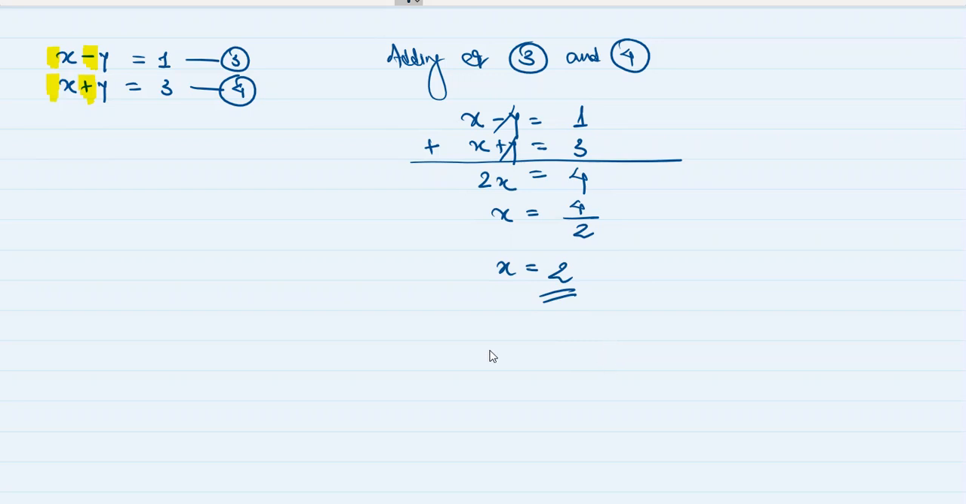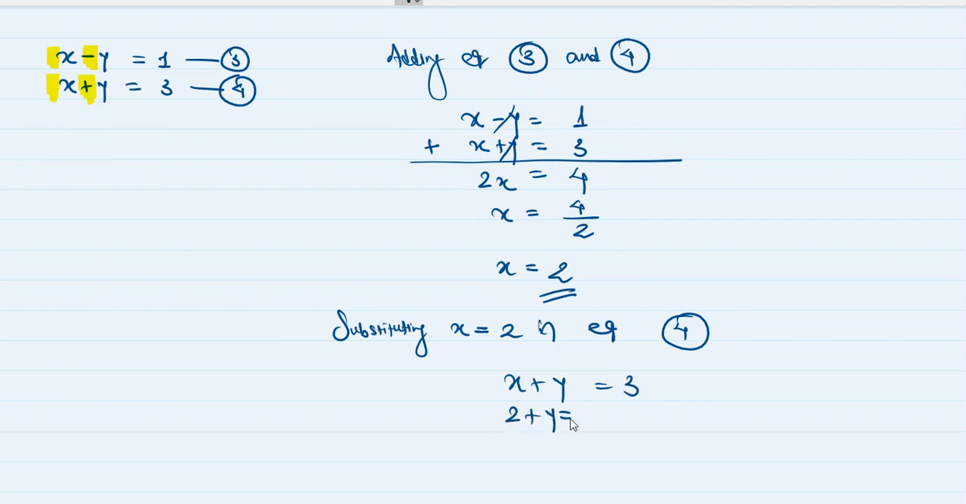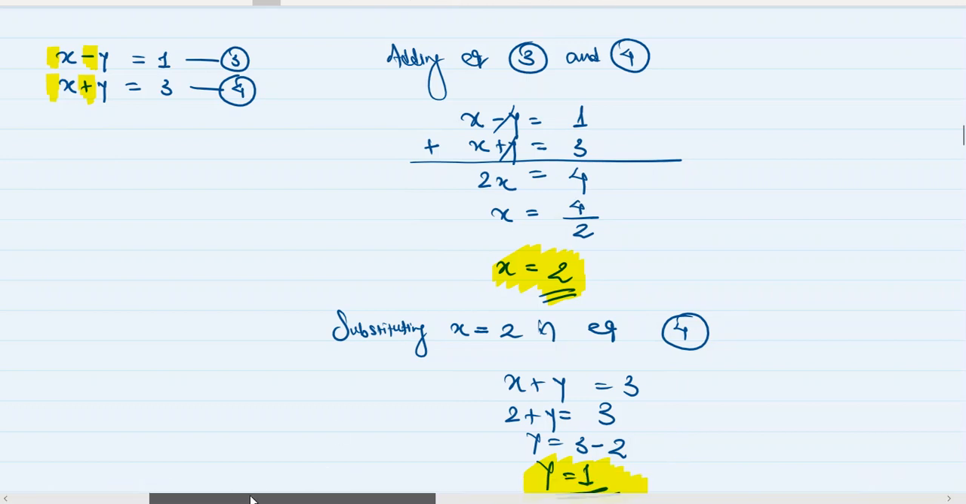Now you have to use substitution. Substituting in any of the equations, you can substitute. Substituting x is equal to 2 in equation, let's say 4, no problem. So x plus y is equal to 3, 2 plus y is equal to 3, so y is equal to 3 minus 2, so y is equal to 1. So we have got the value of x as 2 and the value of y as 1. x is 2, y is 1. Did you understand the pattern? Correct?